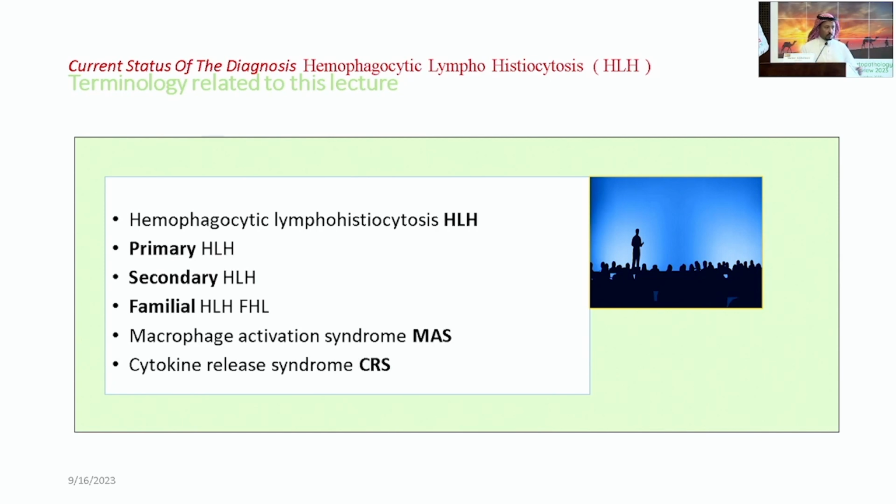Before I proceed, I have a question to the audience. Is HLH a clinical diagnosis or a pathological diagnosis? Both? All agree? Okay.